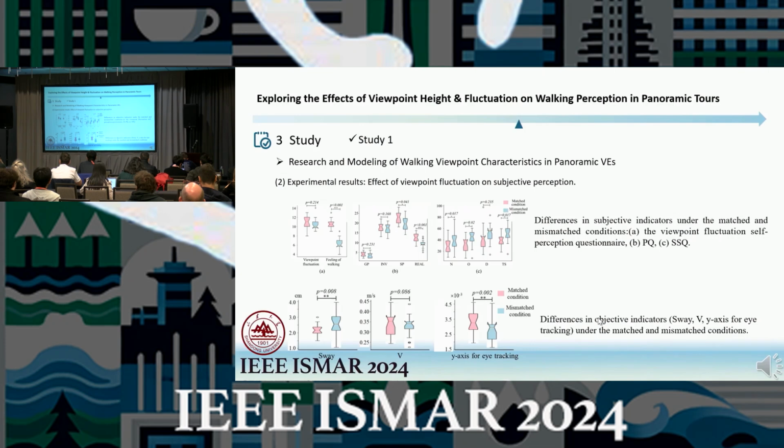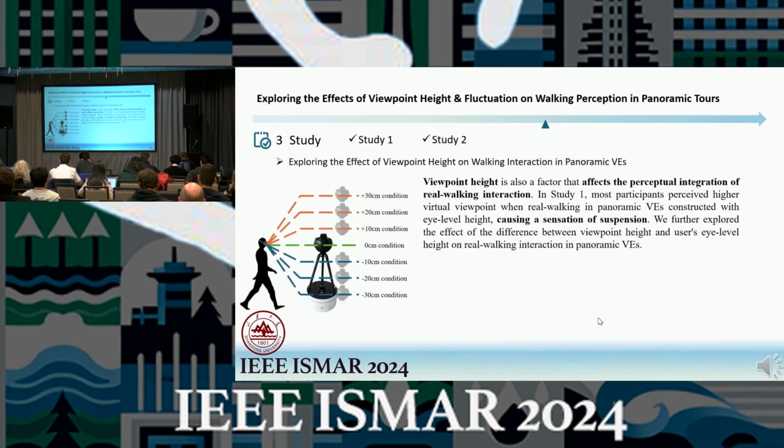Sensory mismatch problems might become more pronounced in longer paths, leading participants to slow their walking speed or even terminate the experiment. The indicator suggests that when the visual feedback of viewpoint fluctuation contradicts the physical movement-induced oscillations of the body's center of gravity, balance is compromised and dizziness can increase, affecting both the perceptual integration of visual and vestibular systems. Viewpoint height is also a factor that affects the perceptual integration of real walking interaction. In Study 1, most participants perceived higher virtual viewpoint when real walking in panoramic VEs constructed with eye-level height, causing a sensation of suspension.